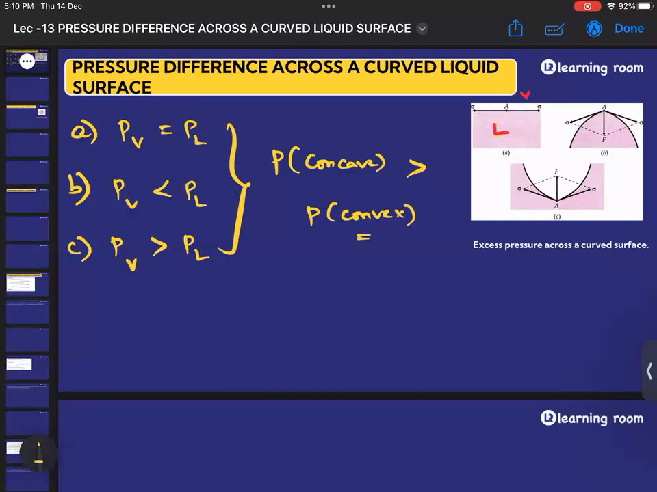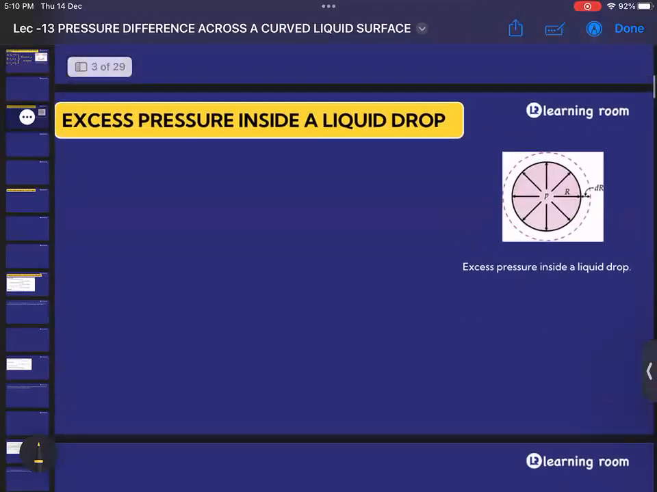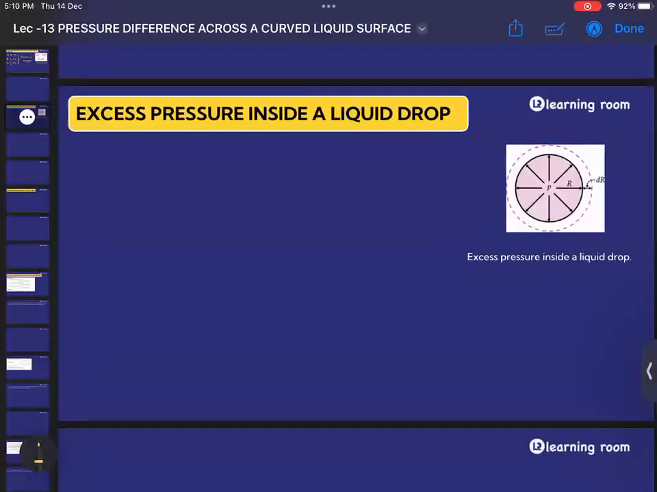Now, the next topic we will see is excess pressure inside a liquid drop. So this is the heading. So now you already know the answer why this concept of excess pressure is coming. What do you mean by excess pressure? Which side is the pressure more in this case? If you take a liquid drop, pink is the liquid, outside portion is vapor. So which side is the pressure greater? Just now we concluded, pink, inside.